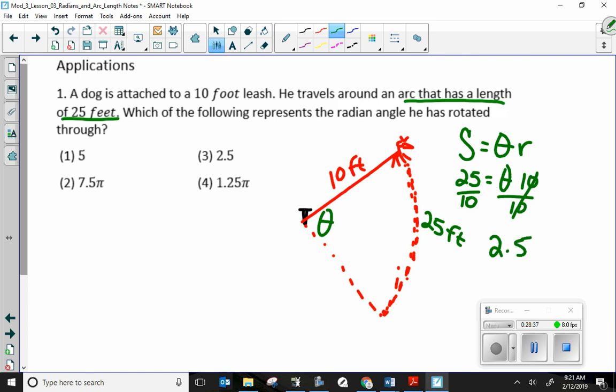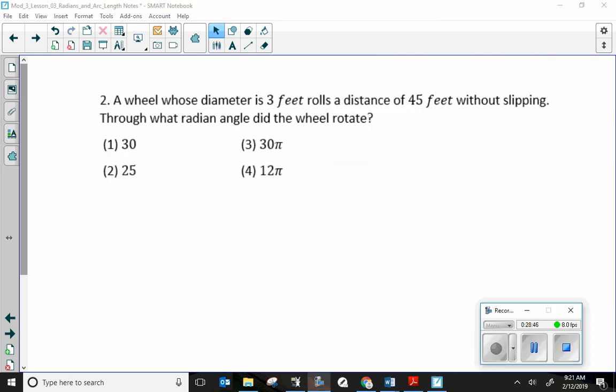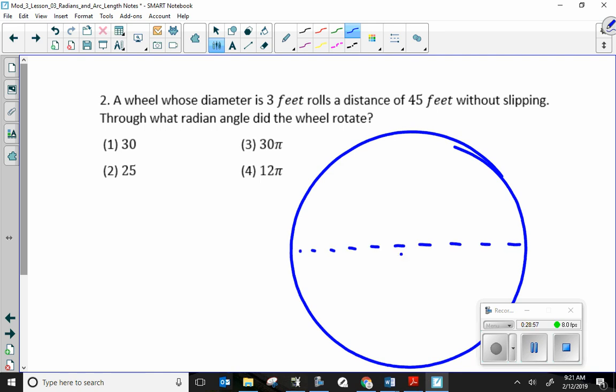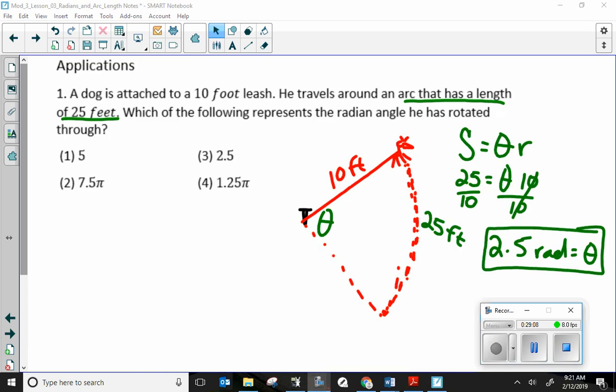2.5 radians. That's the angle. Let's do a few more of these. Maybe I'll give them a separate homework sheet. A wheel whose diameter is 3 feet. Okay, 3 feet diameter. The whole thing is 3 feet, which means one radius, which is what we need, is 1.5 feet. I'm sorry. I wrote the answer down, but I didn't circle the answer here.